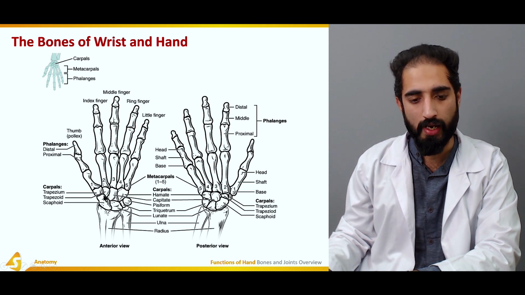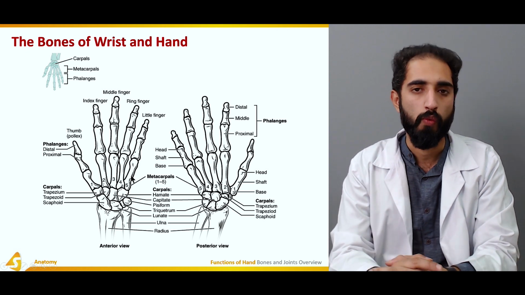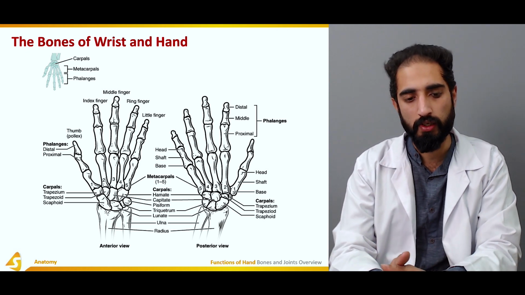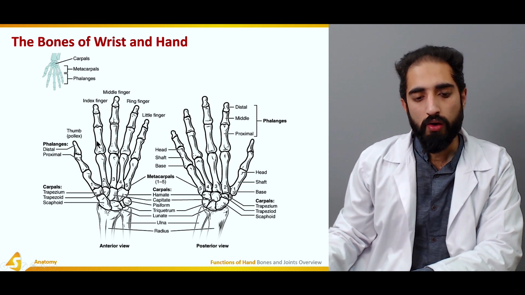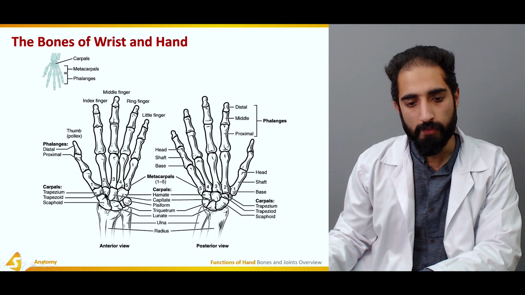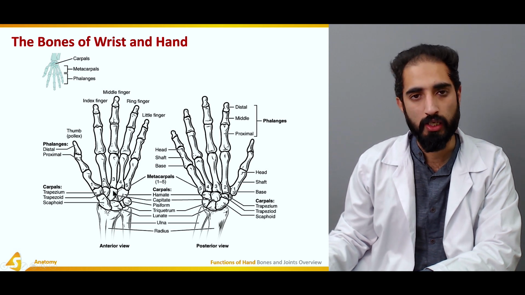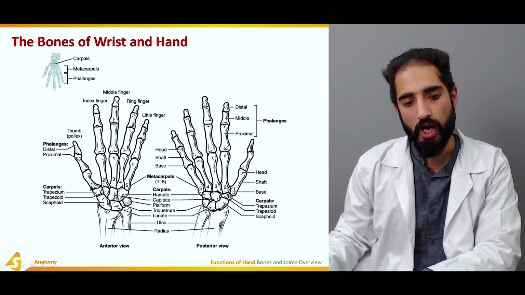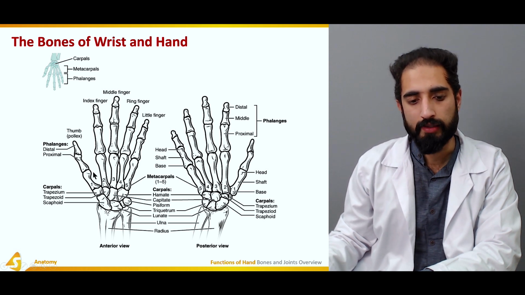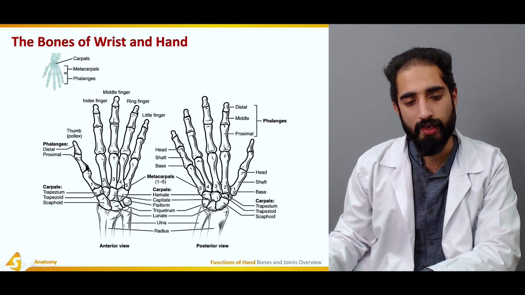On the other hand, we have 5 digits in the hand, and the first digit is also known as the thumb, and the second, third, fourth, and fifth digits are known as index finger, middle finger, ring finger, and little finger, respectively. In all of the digits, we have one metacarpal which articulates with the corresponding carpal bone and forms the carpometacarpal joint, and that metacarpal then articulates with the proximal phalanx and makes the metacarpophalangeal joint.